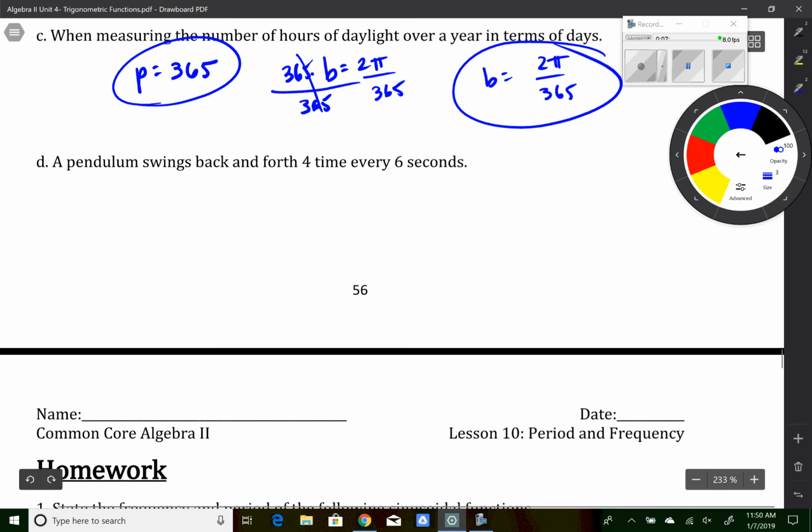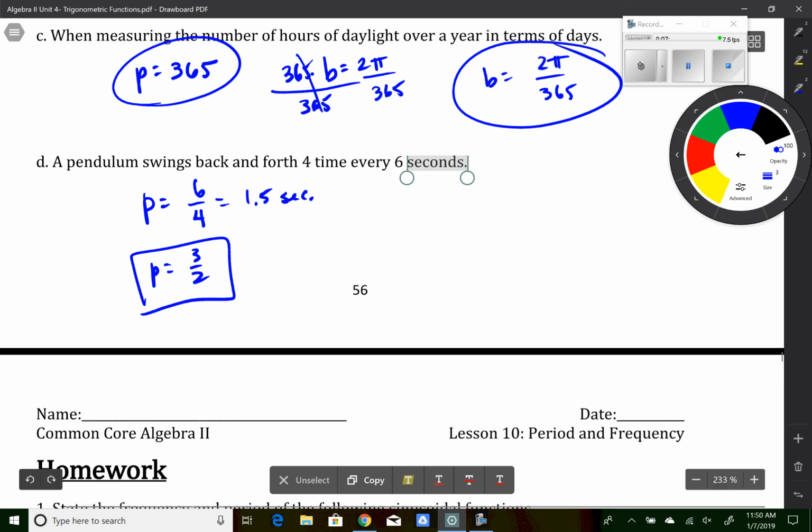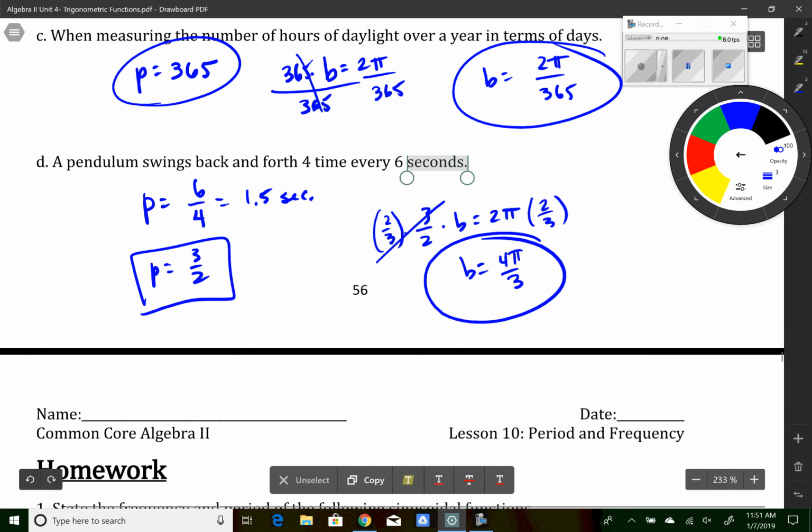Part D says a pendulum swings back and forth 4 times every 6 seconds. So that means the period is going to be 6 seconds divided by 4 cycles. So that's going to be 1.5 seconds per cycle. So the period, we can say, is 3/2. I like fractions better than decimals. So if I want to figure out the frequency, I would do 3/2 times B equals 2 pi. Multiply by 2/3 to get rid of that. So we get B equals 4 pi over 3.